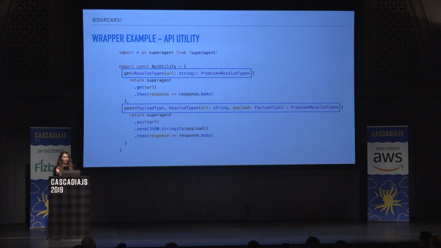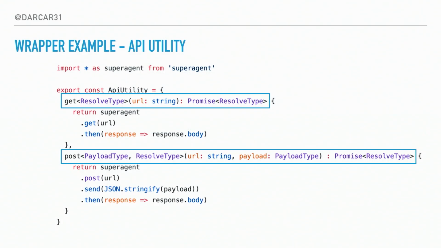And this technique also works for services or utility libraries. It doesn't have to just be for components. I've written a wrapper around SuperAgent to make get and post calls to and from my Google Cloud function. And in this example, the contract is just the function signature, and it's pretty simple because HTTP is already so widely standardized.